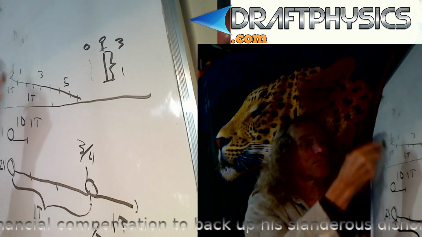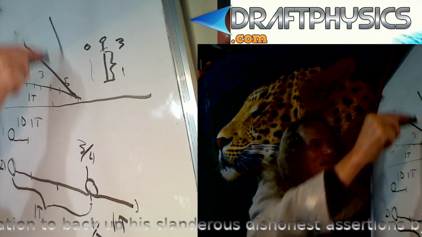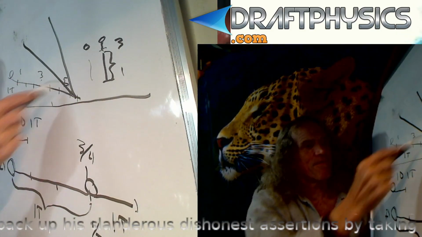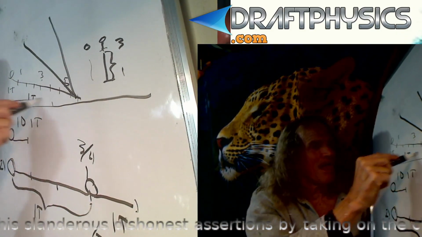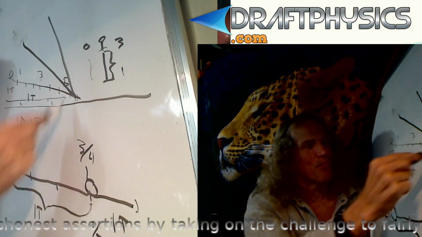But what Galileo also observed was it didn't matter which way he put his ramp. If he put his ramp really steep, still 1, 3, 5. Put his ramp really flat, 1, 3, 5. Same thing. 1, 3, 5.